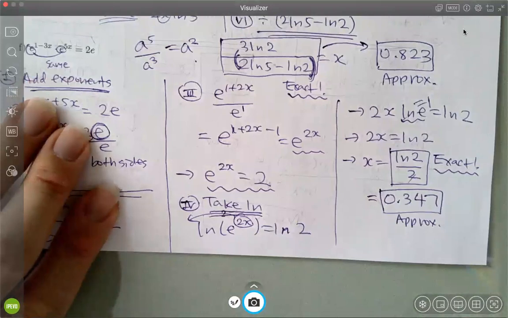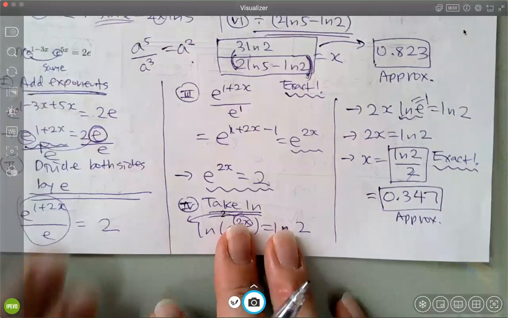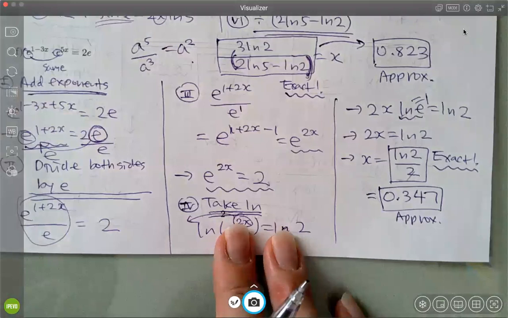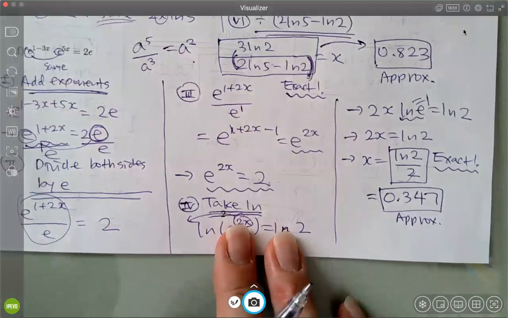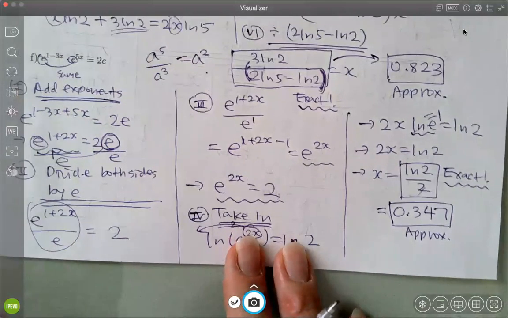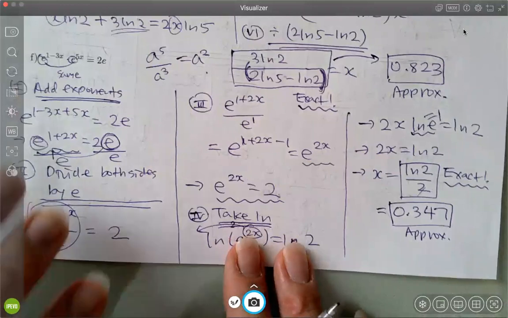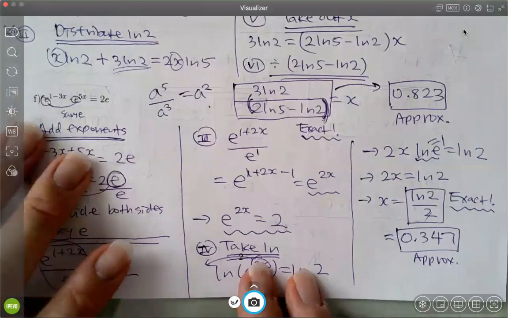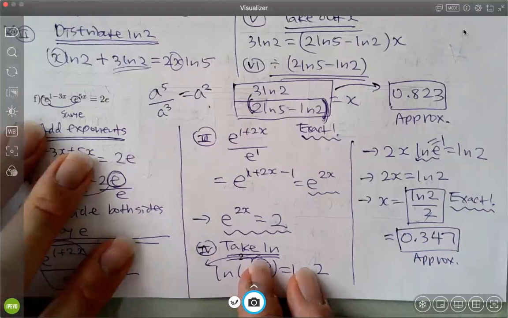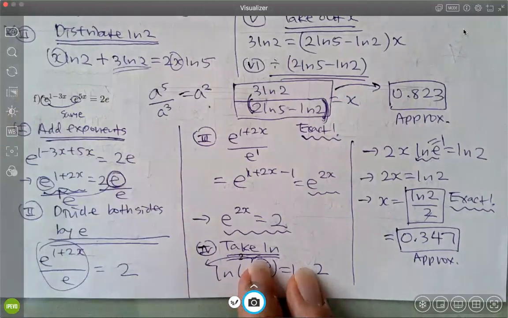So again, we saw some tricky problems here, but don't focus too much on the latter two problems. Just focus on the first 4. Those are the key important problems. Any questions over these exponential equations?